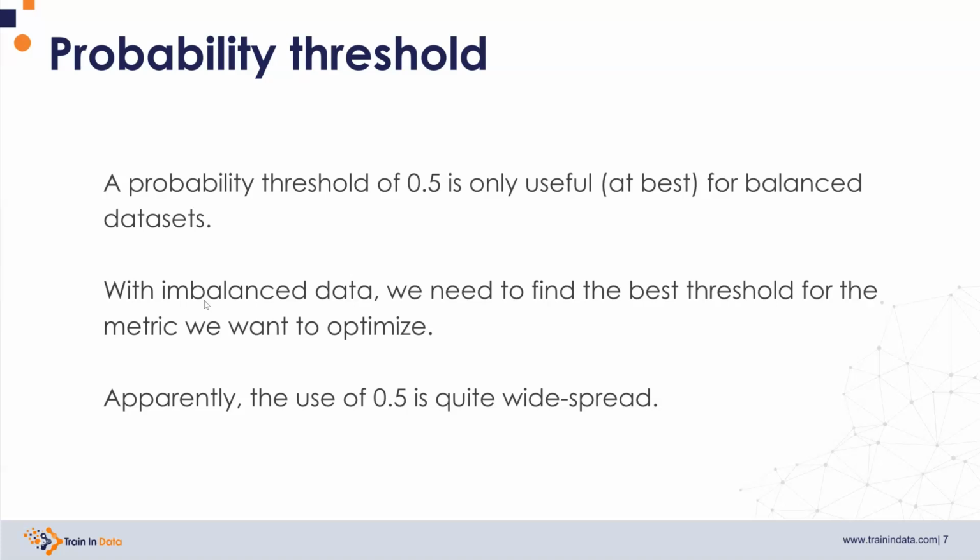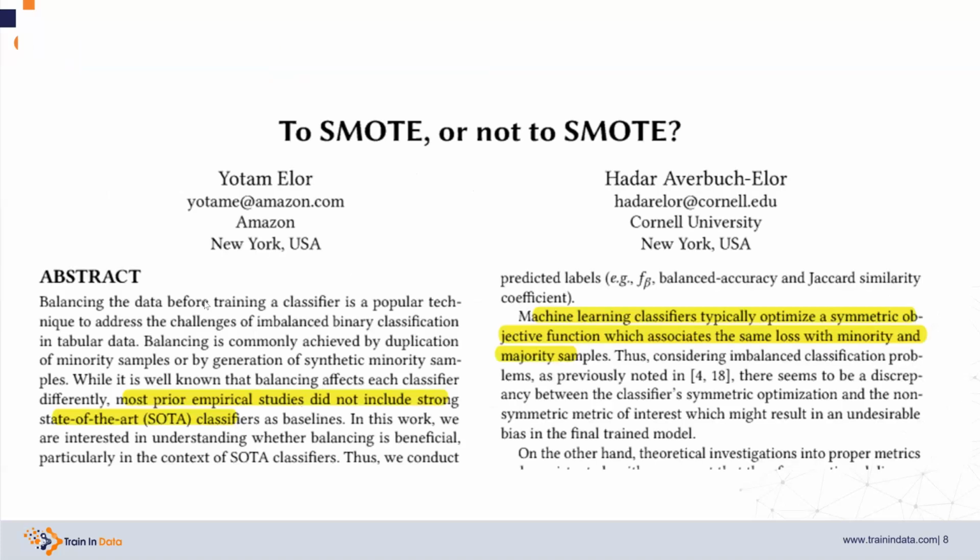So I guess this is one of the lessons to take home right from the beginning. If we're working with imbalanced datasets and our metrics require a threshold, we should not use 0.5, we should find the optimal threshold.